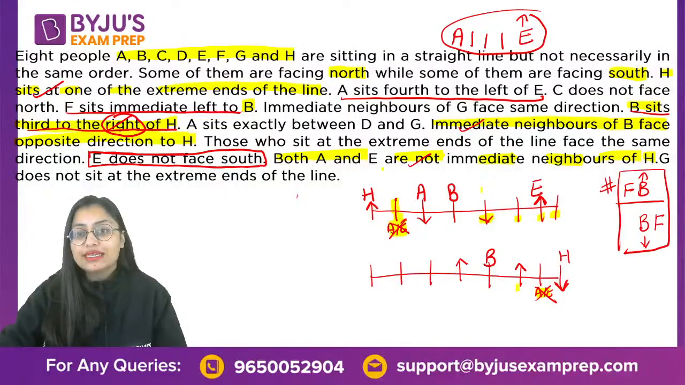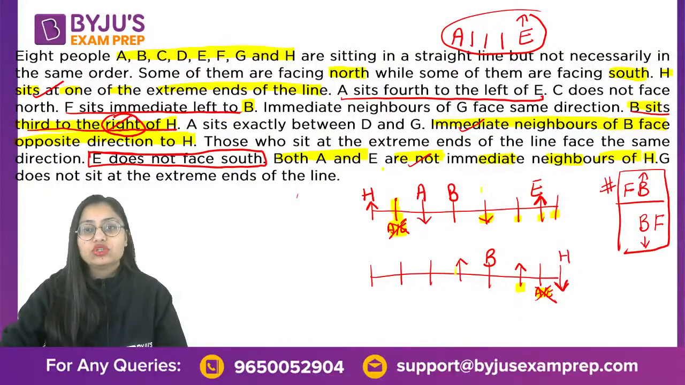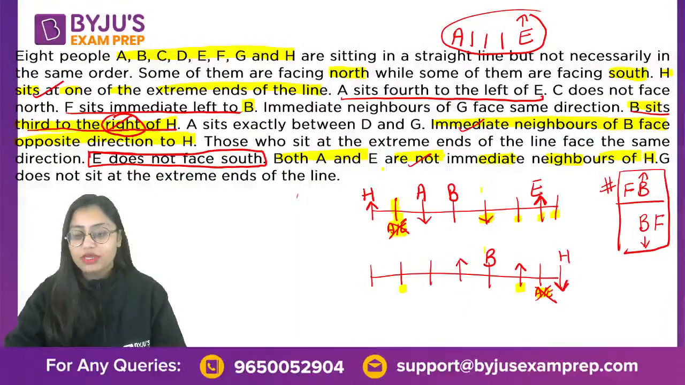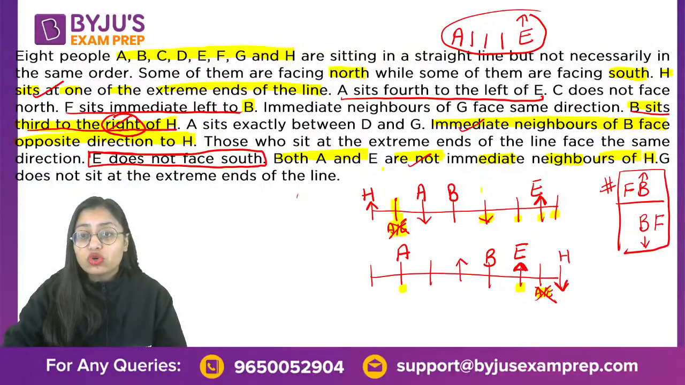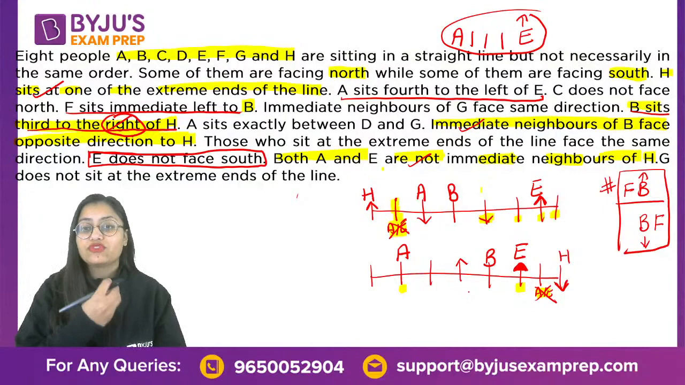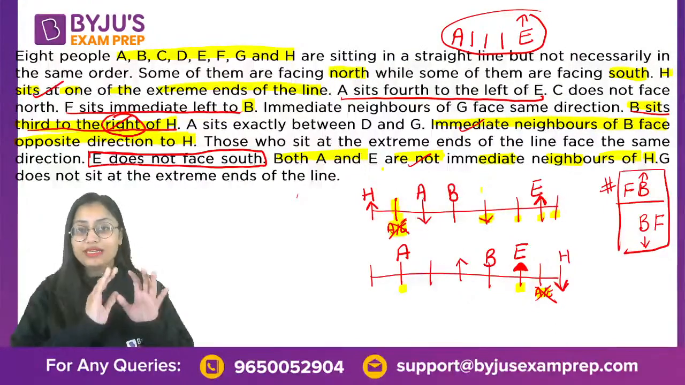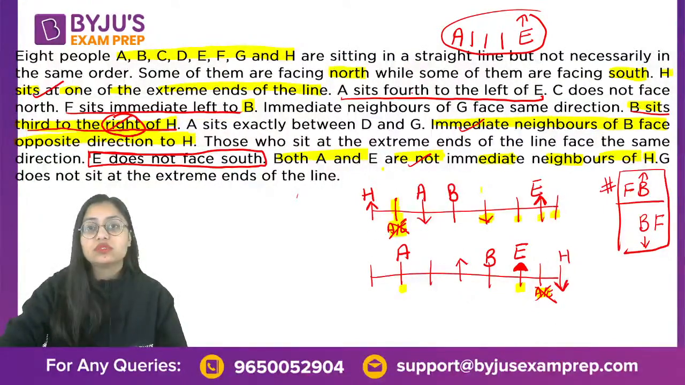If I place E at this position, A would be placed over here, perfectly fine, works. If I try to place A at the extreme end, in place of B it should be E, which is not possible. Hence, this is the only possible space for A and E. And it is also correct because over here, E is facing towards north. I hope till this point it is clear.